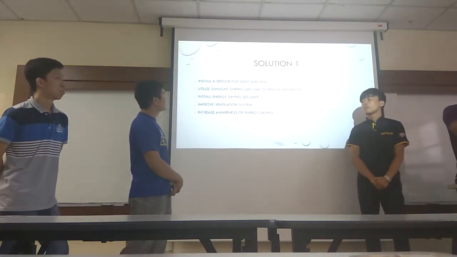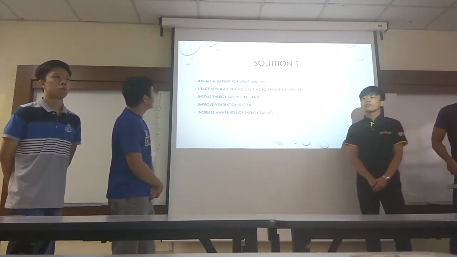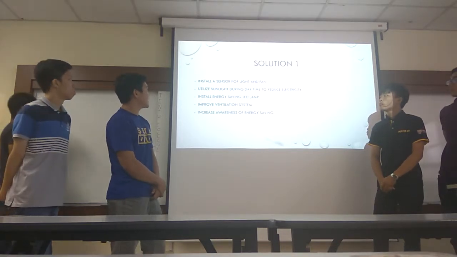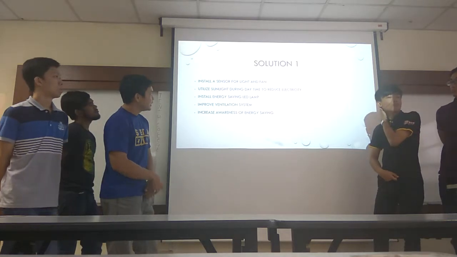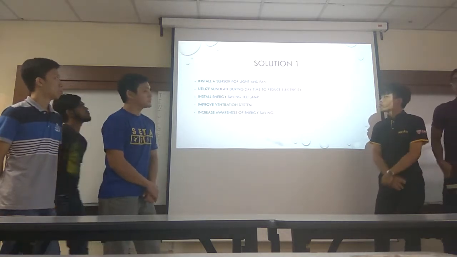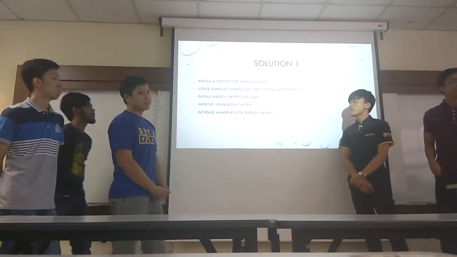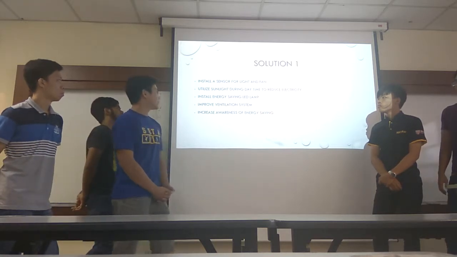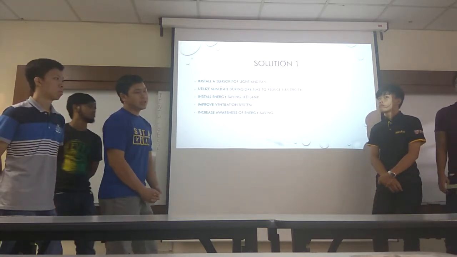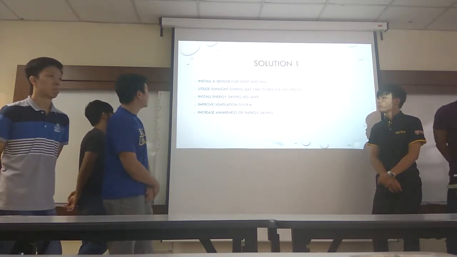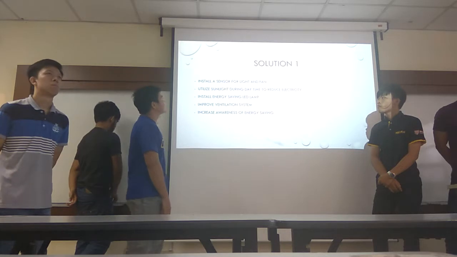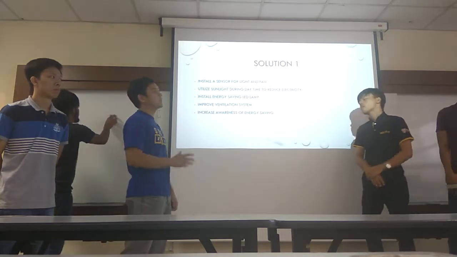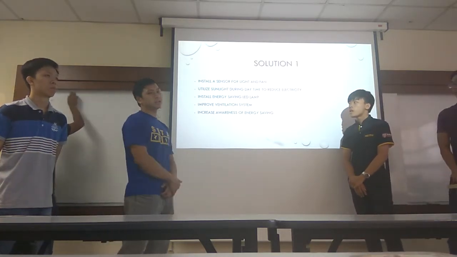And these are the solutions for the first problem. First, install sensors for lights and fans. Second, utilize sunlight during the daytime to reduce electricity. Third, install energy saving LED lamps. Fourth, improve the ventilation system. And last, increase awareness of energy saving. By applying all these solutions, we believe we can save more energy and reduce electricity bills at Tan College.